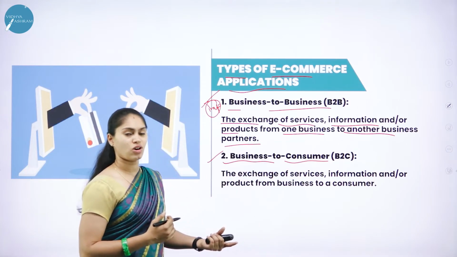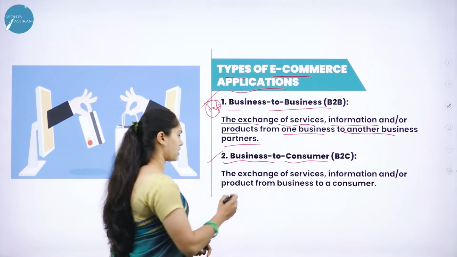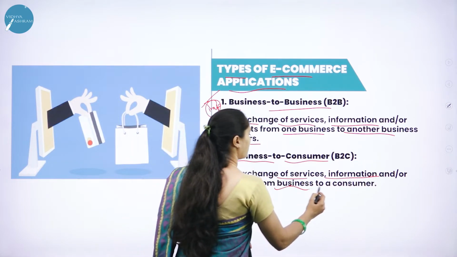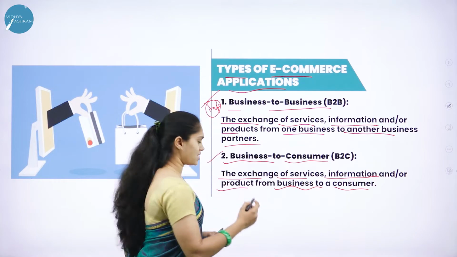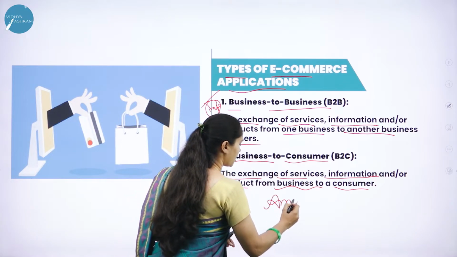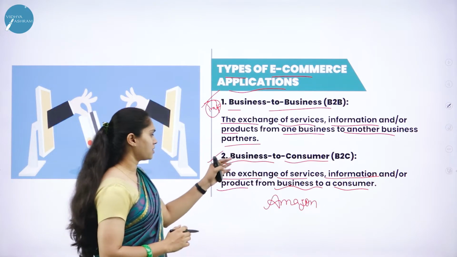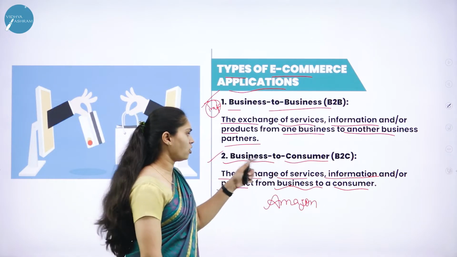From the business or from the vendors we are getting that. So the exchange of services, information or any products from business to consumer. Which is the best example here? We can take an example of Amazon, Flipkart. All these are examples which come under the category called business to consumer.